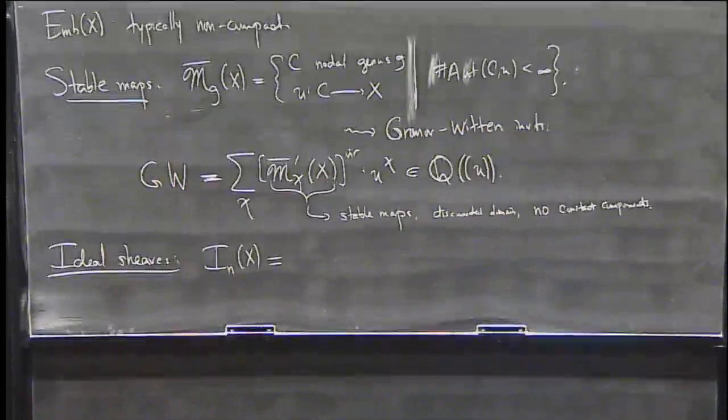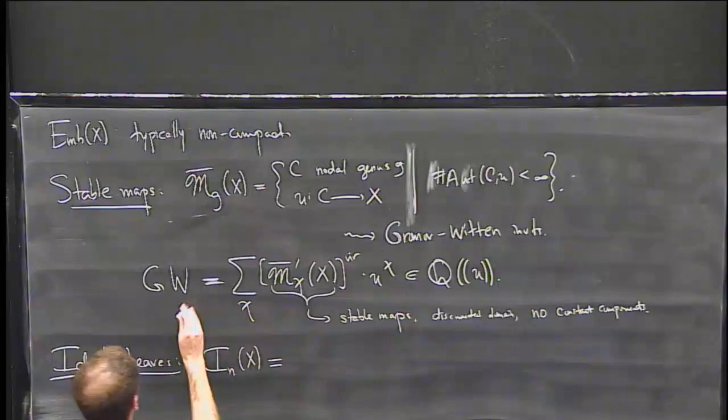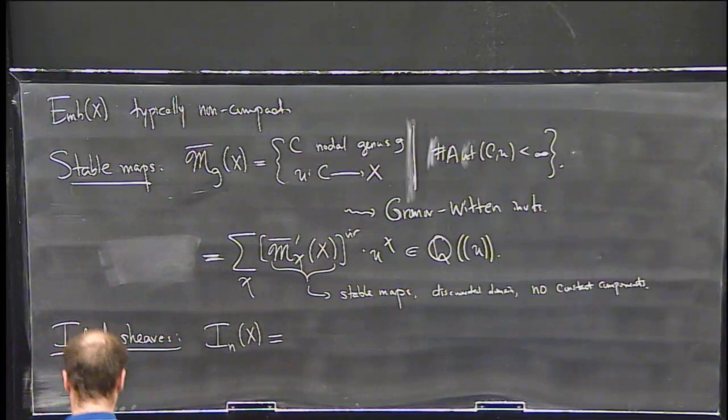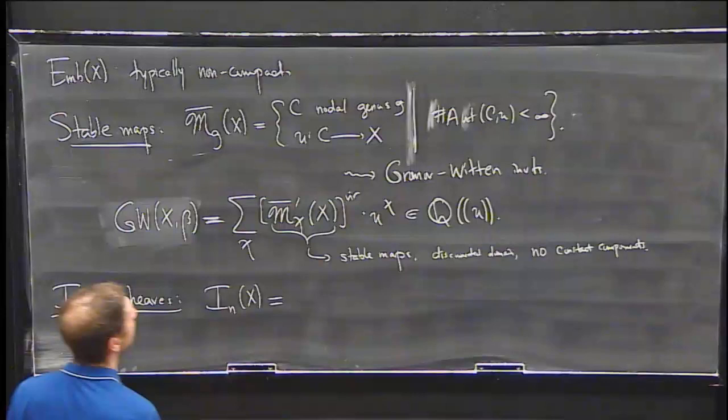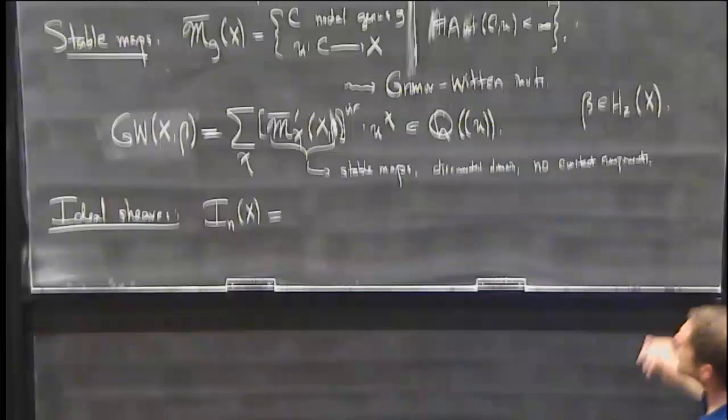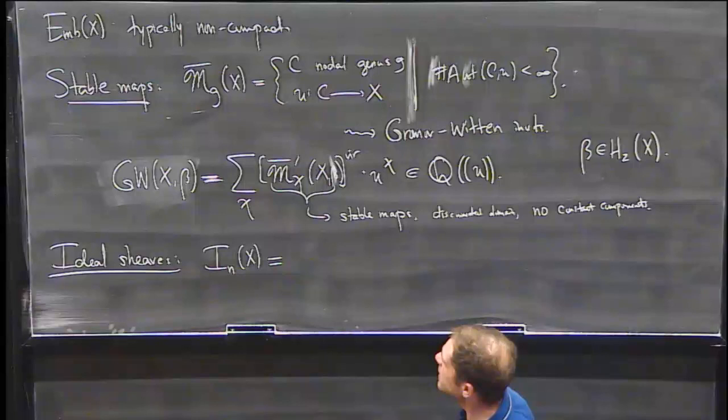Yeah, that's right. I should fix a degree. So let's write Gromov-Witten of X in homology class beta. So I'll fix a homology class and look at curves in total homology class beta. And then this moduli space is indeed compact, and so you can count its elements as virtual dimension zero.